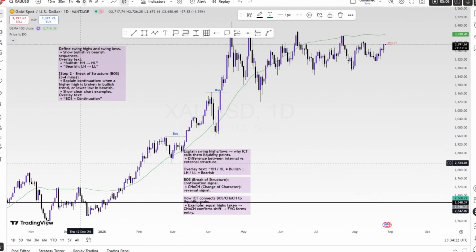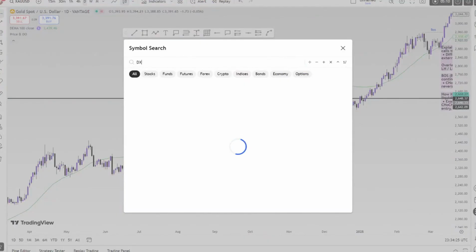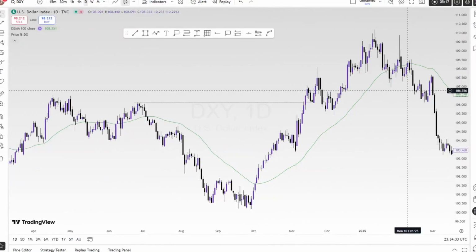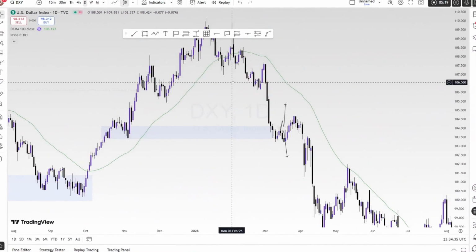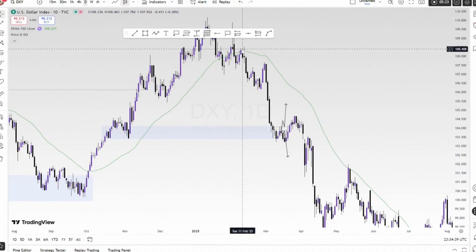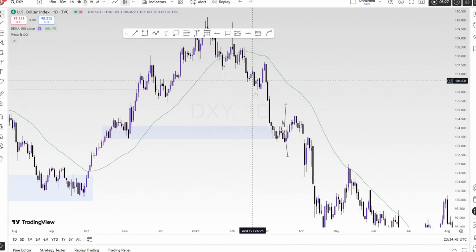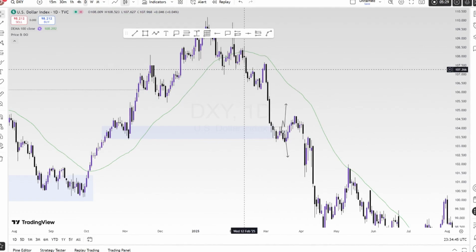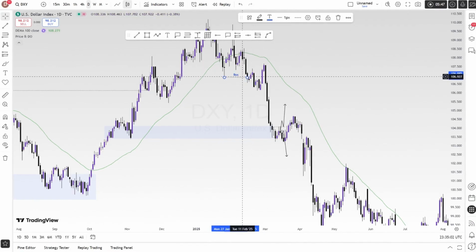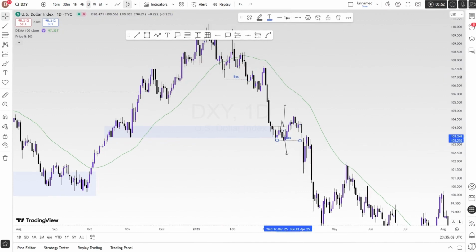Same goes for a downtrend. Let me look for a downtrend, which is GXY. This is a downtrend, when price takes out the lows while respecting the highs. I mean, we have a set of buyers here, a set of buyers here, but what happened? Price took them out for a break of structure. Another break of structure here, and so on and so forth.